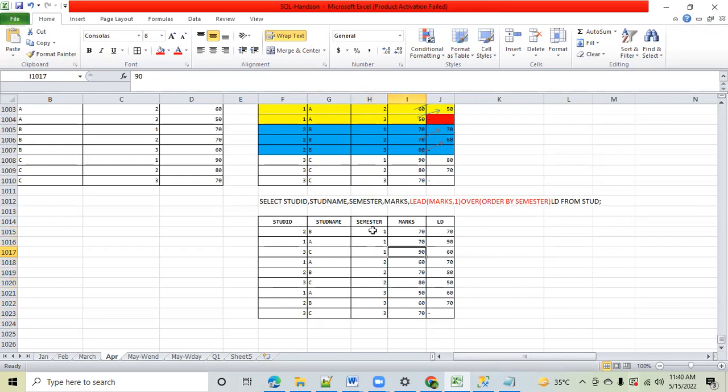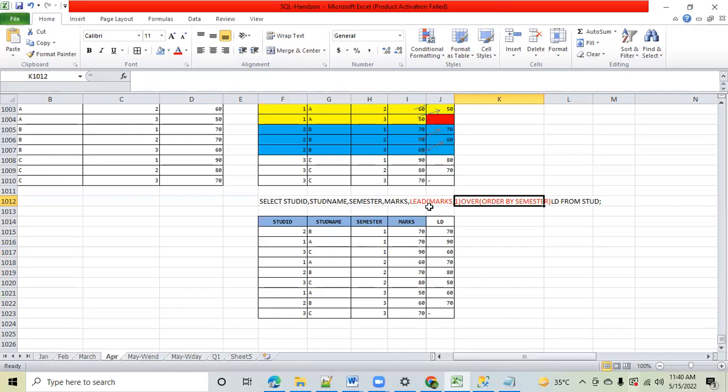Now here, when you have sorted this in ascending order by semester, the marks are the same. You see, these four columns' values I have not disturbed. This is exactly the same. If you want to cross verify, you can check. Now this internal over part is done. Then your SQL engine will come to the outer part and see what the user is telling. So the SQL engine will see that the user has mentioned lead, so it will understand that the user wants to move records in the upward direction.